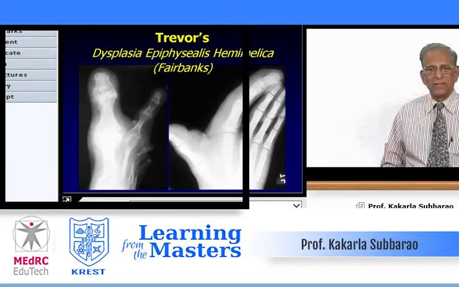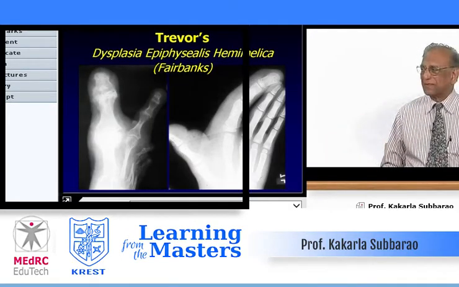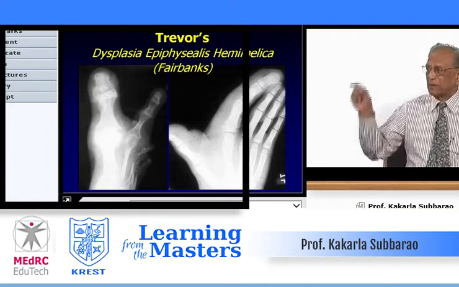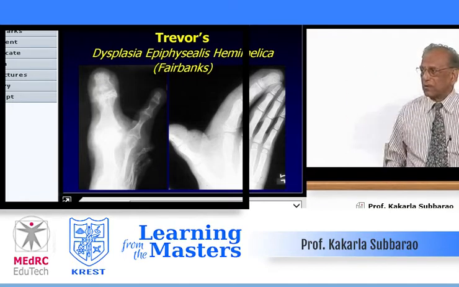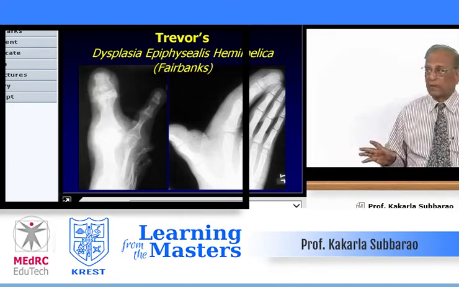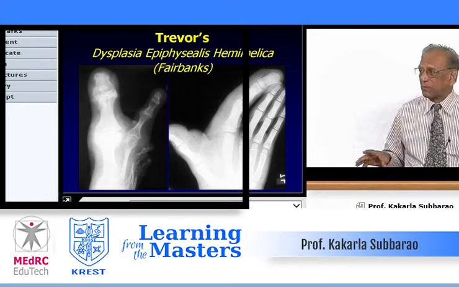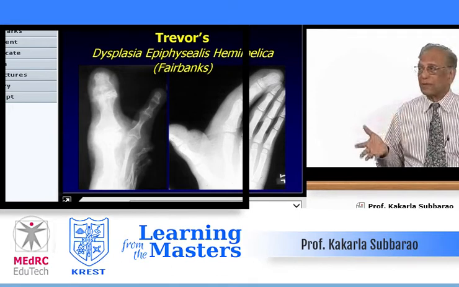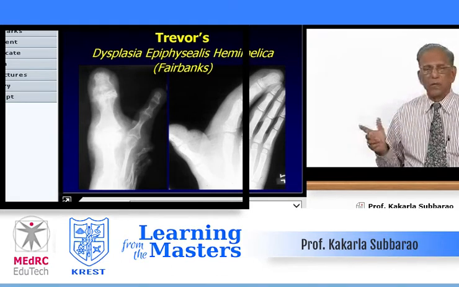The one on your left side is a foot, and on your right side is a hand. Right side, what is happening? The first toe, the so-called great toe, is hypertrophied with soft tissue swelling. The bones are bigger, almost like gigantism. These two are called local gigantism.